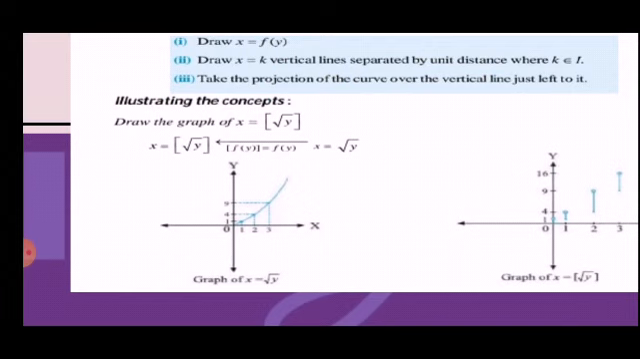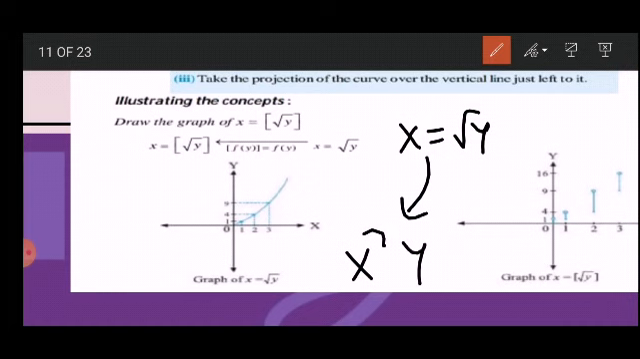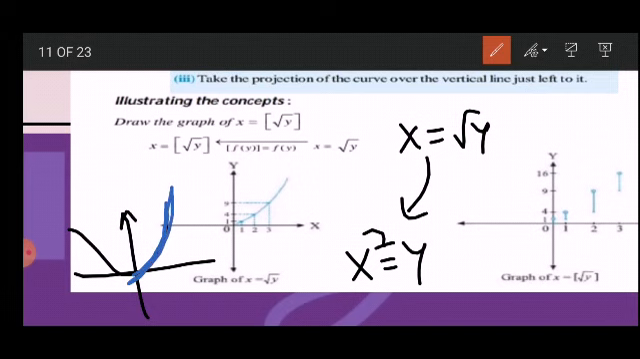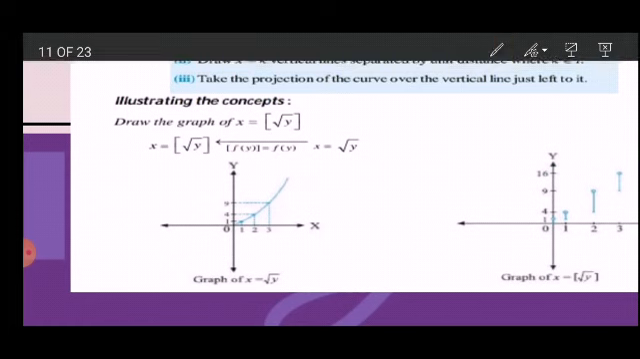If there is an even power on the x variable, then the graph is symmetric about the y axis. So for x equal to root y, we have to look at x square is equal to y. In x square is equal to y, the graph goes like this. Here there is an even power on the x variable, so the graph is symmetric about the y axis. So we have to consider only the graph which is in the positive region, not in the negative region, right? So we consider x equal to root y.